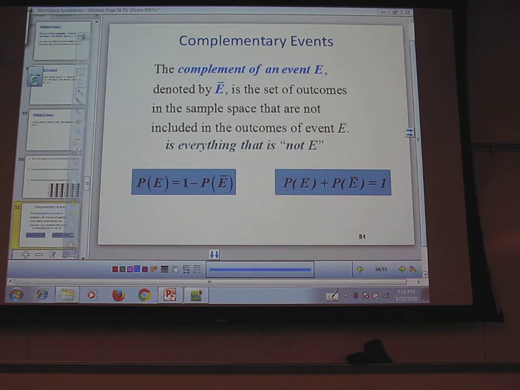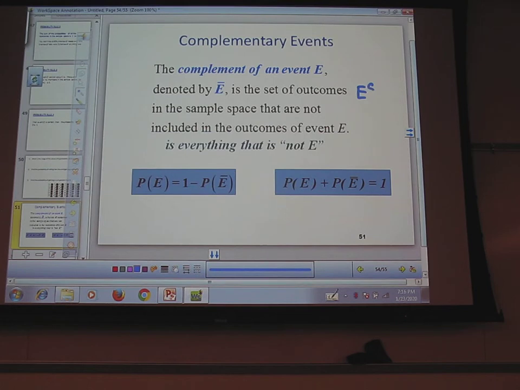One is the complement of event E, denoted by E bar. Mathematicians are very boring. E with a bar over it, E bar, is a set of outcomes that are not included in the outcomes of E. In other words, the complement of E is everything that's not E. It's also written E complement with a little C up there.